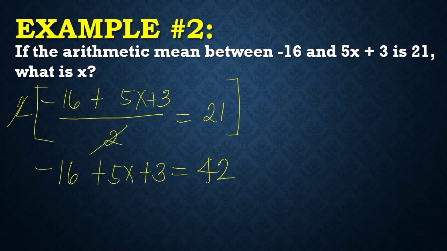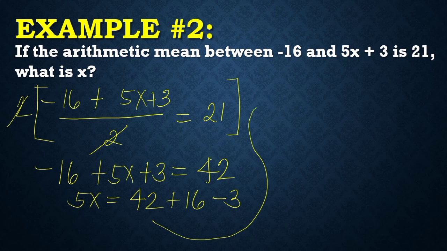Negative 16 plus 5x plus 3 is equal to 42. So, ang gagawin natin nito, itong negative 16 tsaka 3, kailangan mailipat sa right side para matira na lang dito yung 5x. So, ang mangyayari, 5x is equal to 42. And then, negative 16, mag-a-add tayo ng 16. So, plus 16, and then plus 3, magiging minus 3. So, pagpatuloy natin siya dito, 5x is equal to, what is 42 plus 16? That is 58.